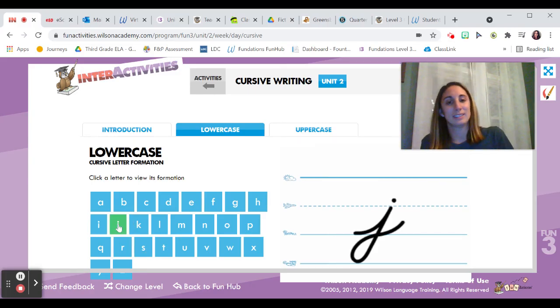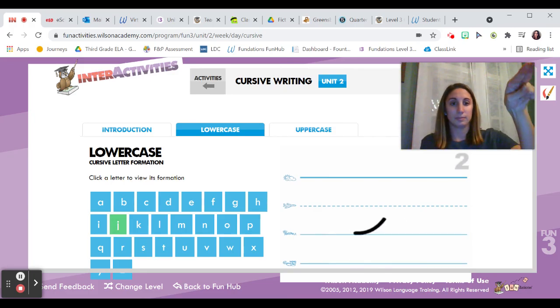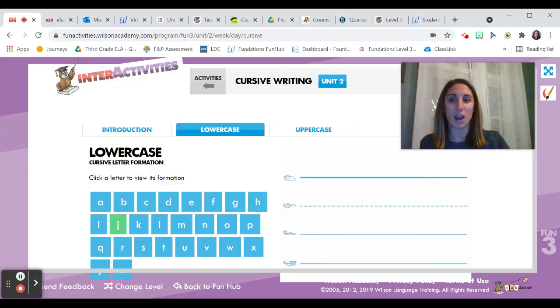j is an up-down letter. It starts on the grass line. Point to the grass line. Glide up to the plane line. Go all the way down to the worm line. Loop back up to the grass line and make a tail. Add a dot. Okay, that one had a dot as well. i and j both are up-down letters and they have a dot. So again, always go back and rewind the video and play it back if you need extra practice with that.